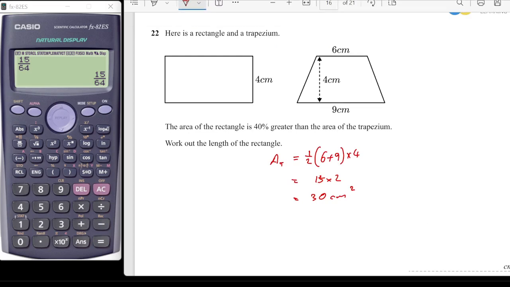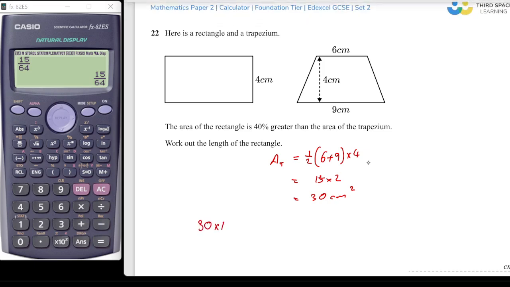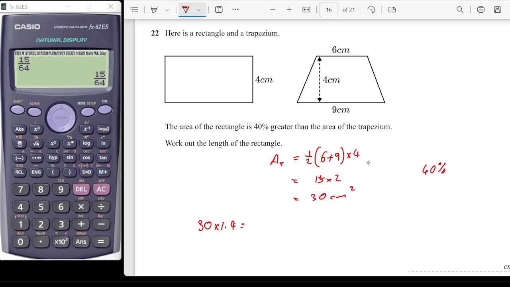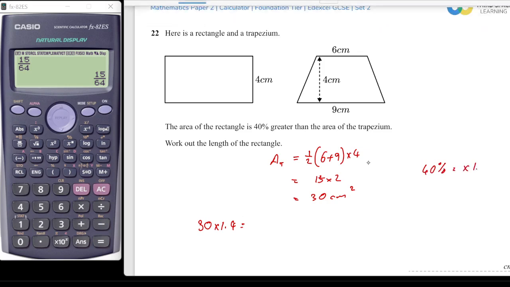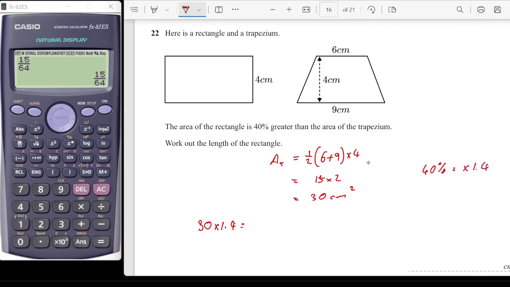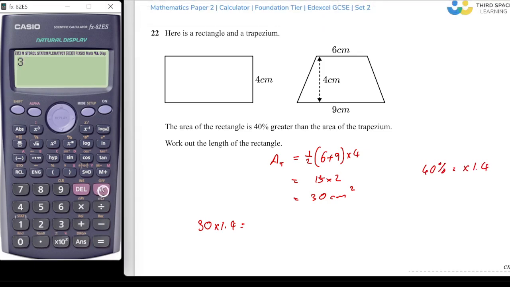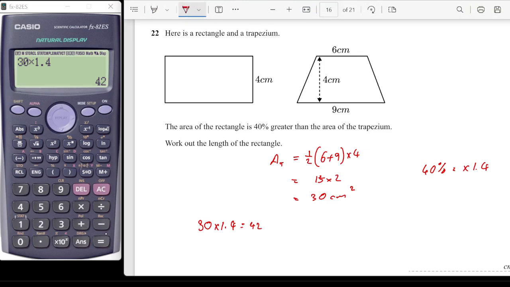And we're told that the area of the rectangle is 40% greater. So I want 40% bigger than that. So I'm going to do 30 times by 1.4. That's 40% increase. So 40% increase has a multiplier of times by 1.4, which is 140%. So 30 times by 1.4 gives me 42. So the area of the rectangle is going to be 42.